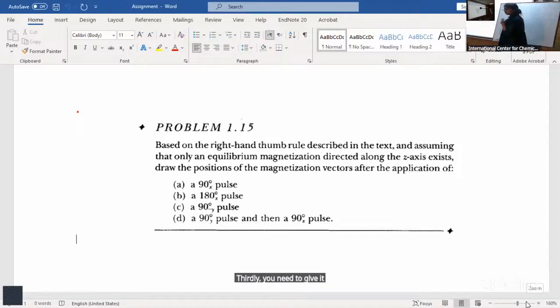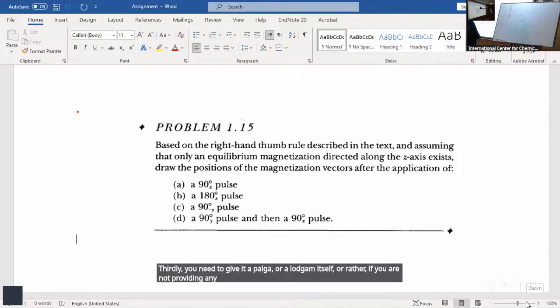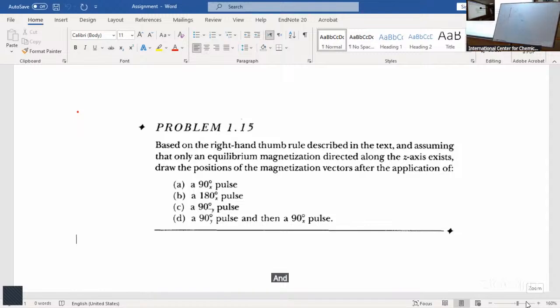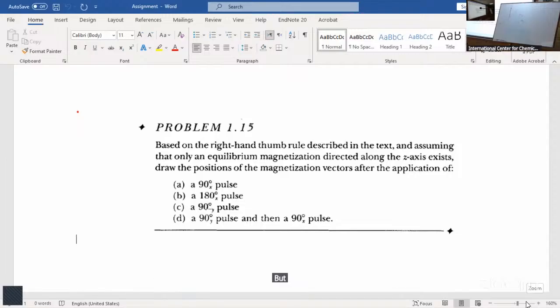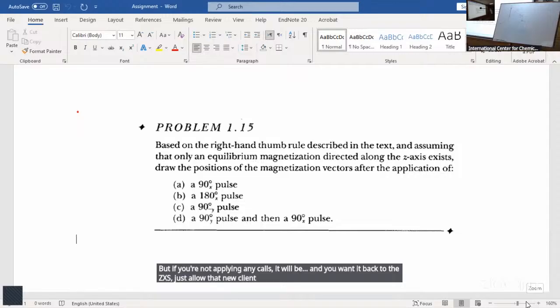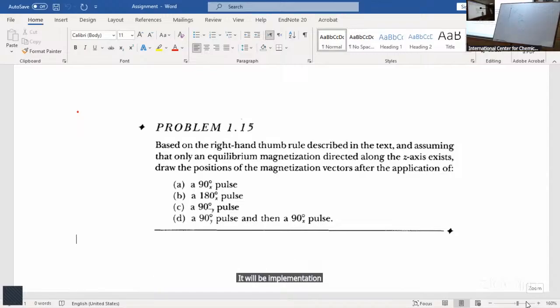Or if you are not providing any pulses and you are allowing your nuclei to get relaxed, then ultimately it will come back to your Z. But that will take time. Yeah, it will take time. If you are not applying any pulse and you want it back to the Z axis, just allow that nuclei to get relaxed. It will release the energy and it will again come back to its equilibrium position. Okay? If there is any other question you can ask that.